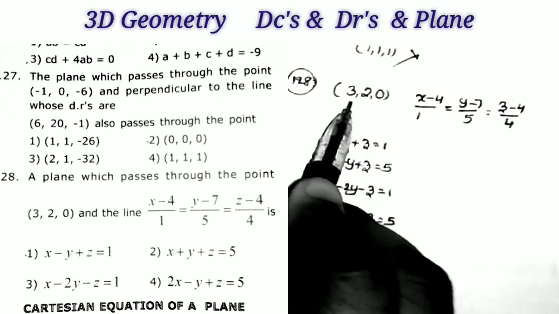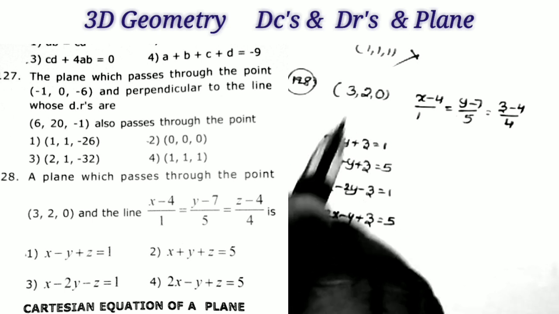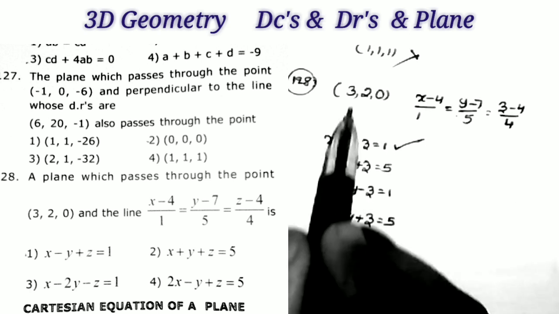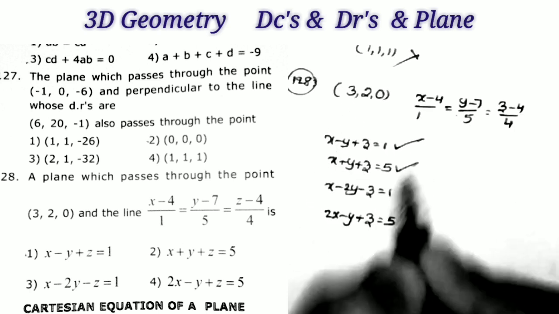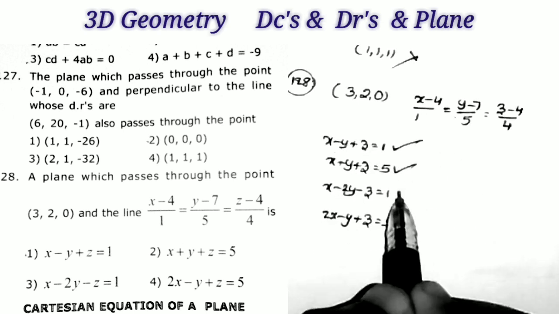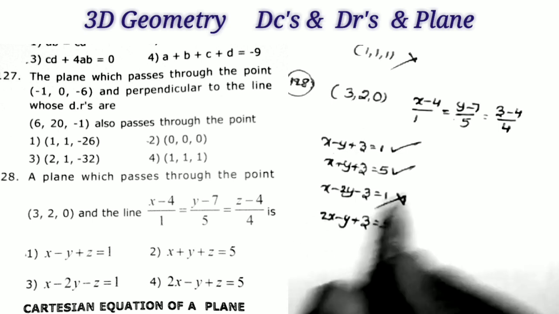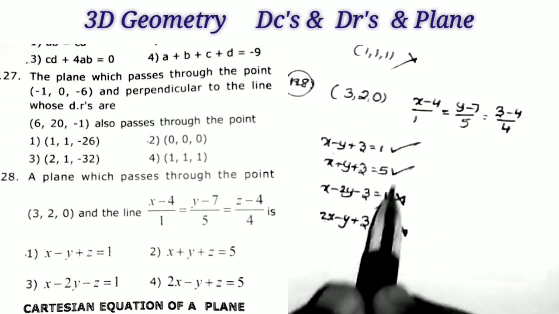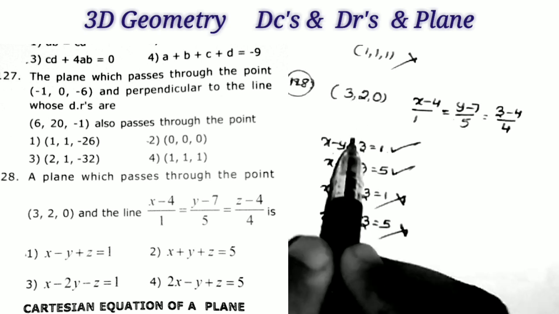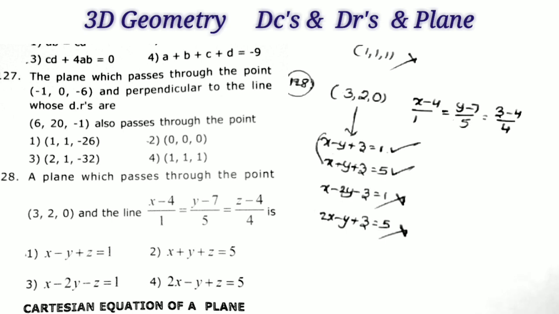First I am substituting the first point in this line equation. 3 minus 2 plus 0. Yes, this is satisfied. Now 3 plus 2 plus 0. Yes, this is satisfied. Now this is 3 minus 4 minus 0 minus 1 plus 1. This is not satisfied. And 6 minus 2 is equal to 5. This is not satisfied. So answer is either first option or second option. This point satisfies these two options, that is, answer is either first option or second option.